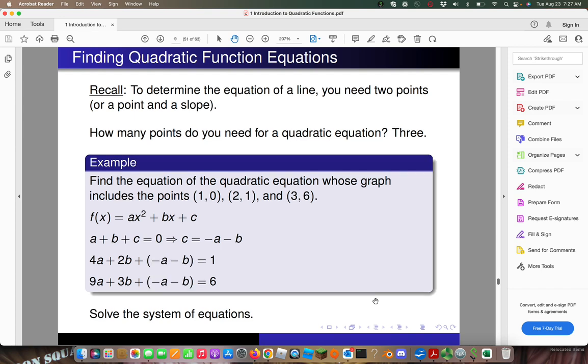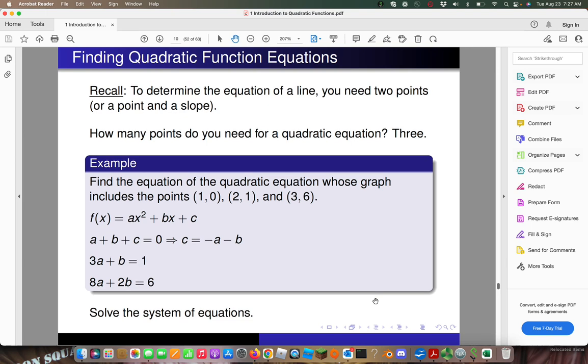So there we go. That 4a plus 2b plus c becomes 4a plus 2b plus negative a minus b. And similarly, 9a plus 3b plus c turns into 9a plus 3b minus a minus b. And we can simplify those, right? 4a minus a is 3a, 2b minus b is b. And we can do the same thing with the third equation, just clean those up. We end up with 3a plus b is equal to 1, and then 8a plus 2b is equal to 6, which is nice. Now we've gotten those two equations down to two variables.